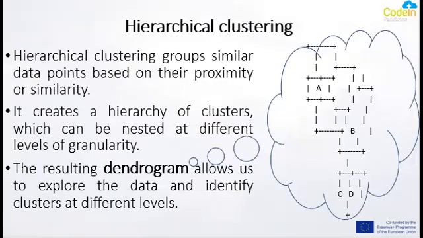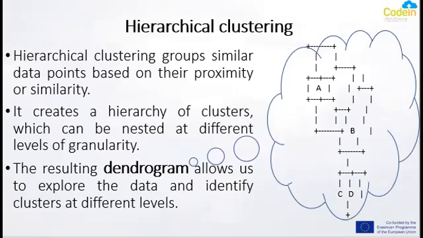Hierarchical clustering is a type of clustering algorithm that aims to group similar objects or data points together based on their proximity or similarity. The term hierarchical refers to the fact that the algorithm creates a hierarchical structure of clusters, where the clusters can be nested inside one another at different levels of granularity. The idea behind hierarchical clustering is to start with each data point as a separate cluster, and then iteratively merge the closest clusters together based on some similarity or distance measure.